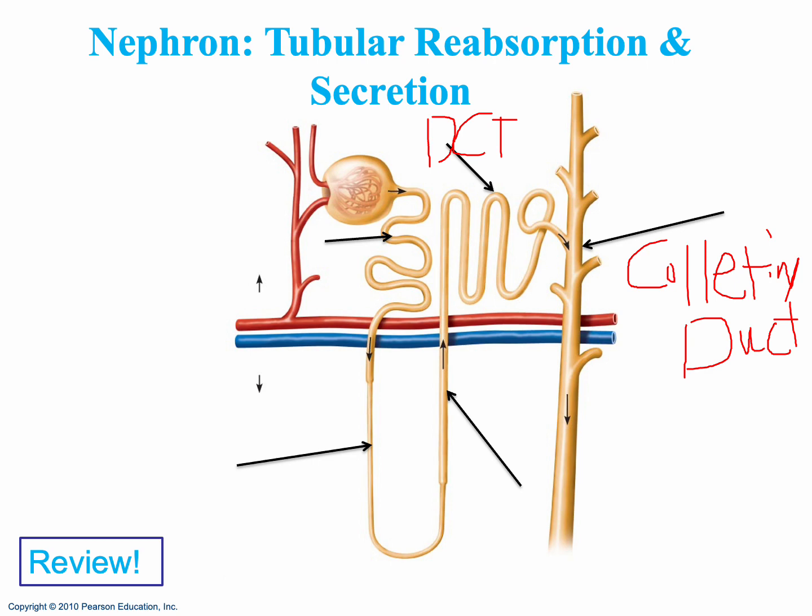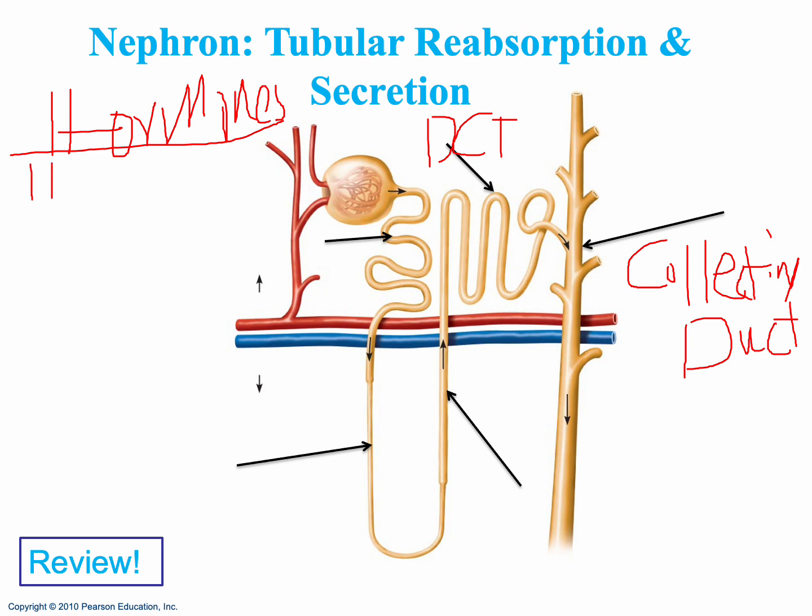So DCT, distal convoluted tubule, and the collecting duct. All right, so what hormones are we talking about? Well, let's go ahead and take a look. So, when we talk about water, H2O, water is going to be controlled by ADH.